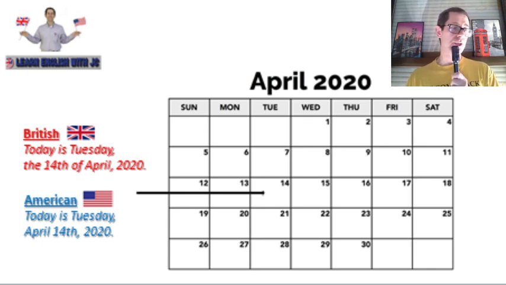So you can choose the British version or the American version. I personally prefer the American version. So one more time, British: today is Tuesday, the 14th of April 2020, and the American version is: today is Tuesday, April 14th, 2020. That is in terms of the day.